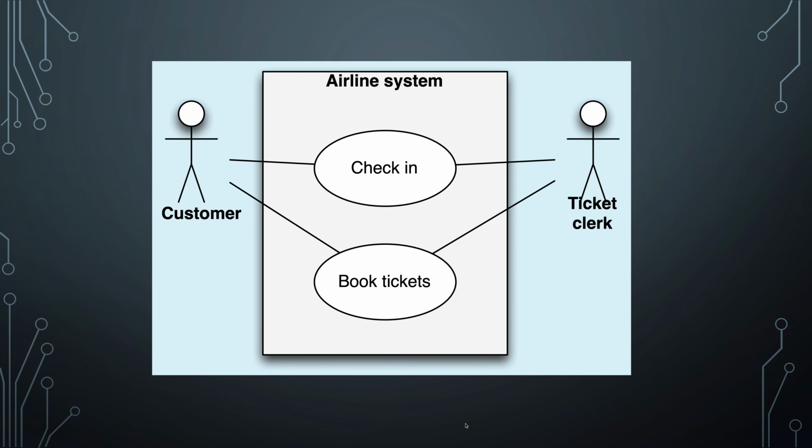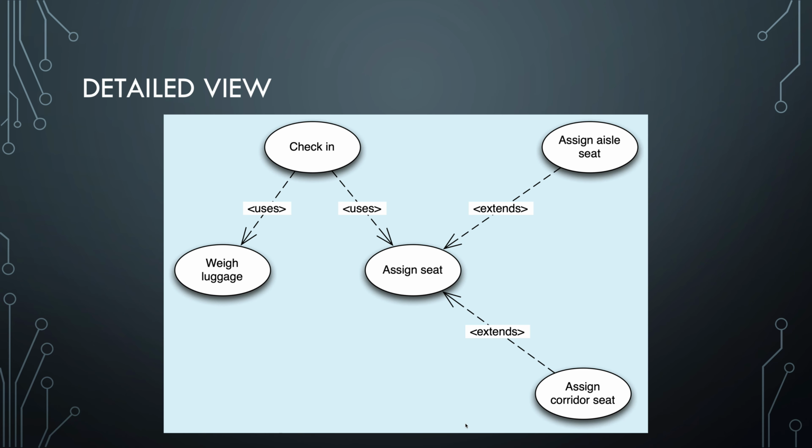Here's another example of a use case diagram, this time for an airline booking system. The customer and the ticket clerk interact in two use cases here: booking tickets and checking in for a flight. When you zoom in on the checking in use case, you see that it actually relies on other use cases as well, such as weighing luggage and assigning a seat. Assigning a seat is again extended by assigning aisle seats and window seats.